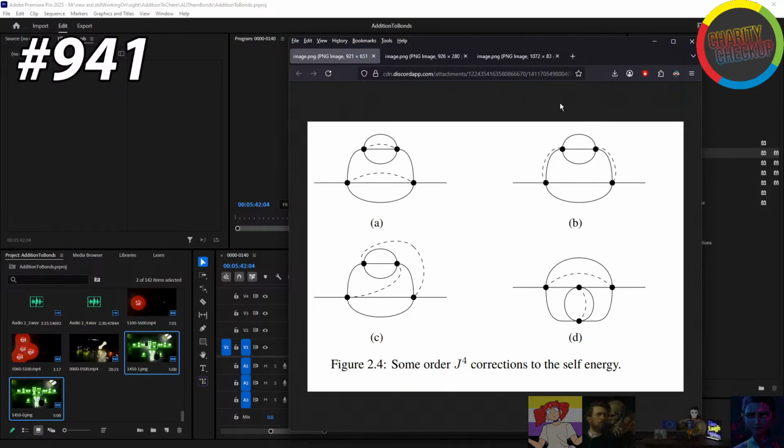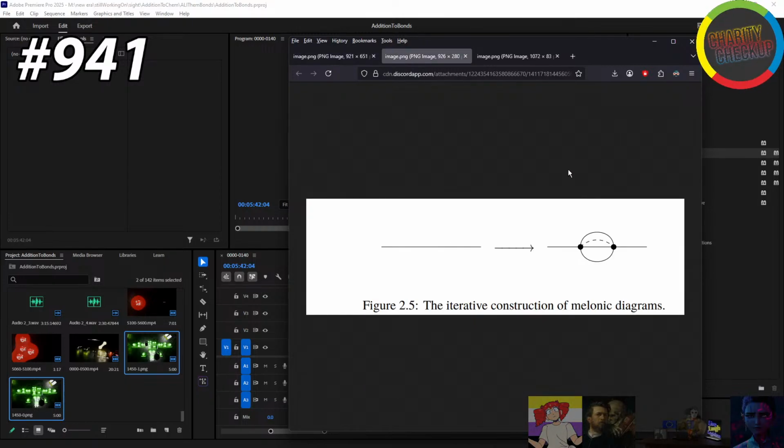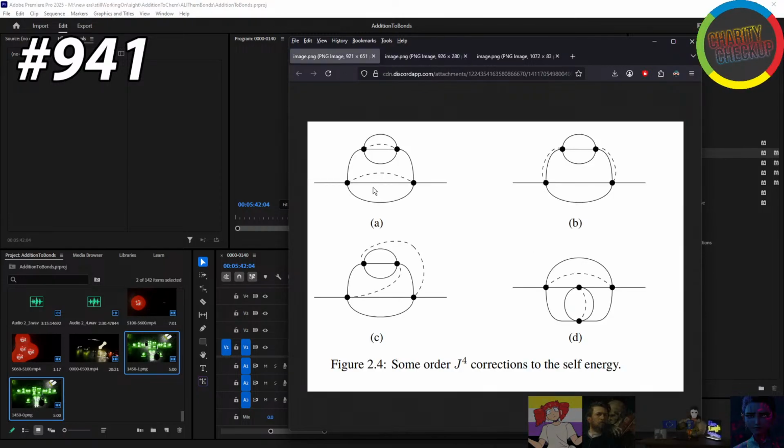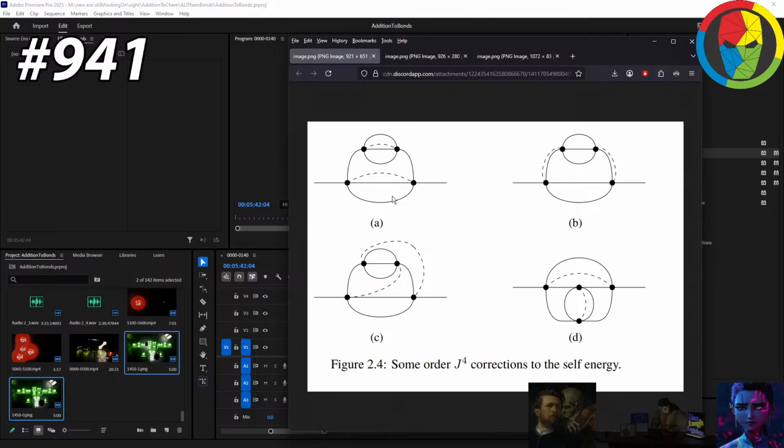Melonification really got to me though. I get the melonification right here. So I'm guessing it's topology related? Not even really topology related. The lines are just propagators, and the dots are interactions.